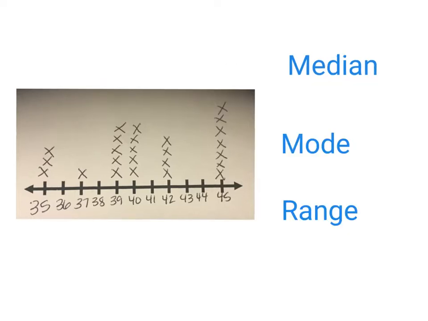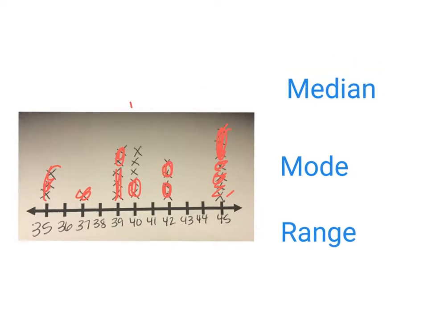Median, again, I'm trying to figure out which one's in the middle. I have 3 over here, cross off with 3 over on this side. I have 1, that's going to cross off with 1 over here. I have 3 over here, that's going to cross off with 3 over here. And then I have 2 and 2 and 2 and 2, meaning that my middle number is going to be right around, right in the 40s.